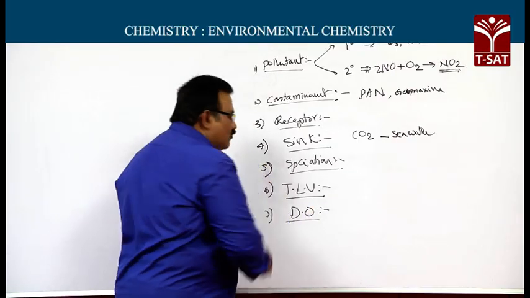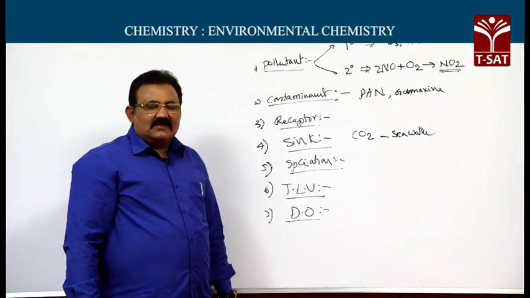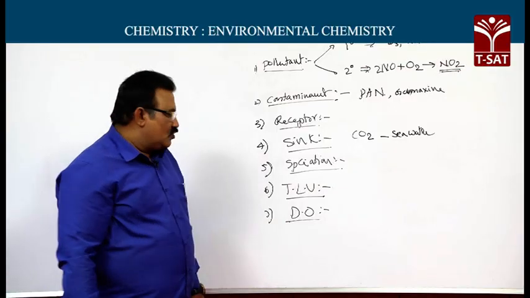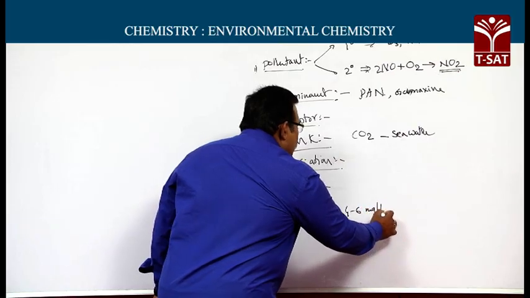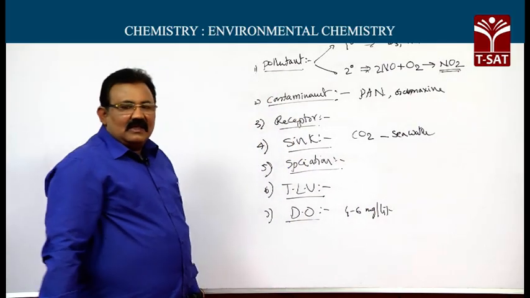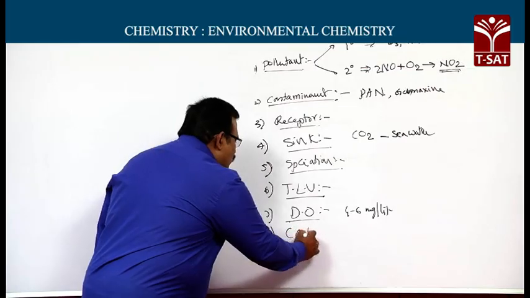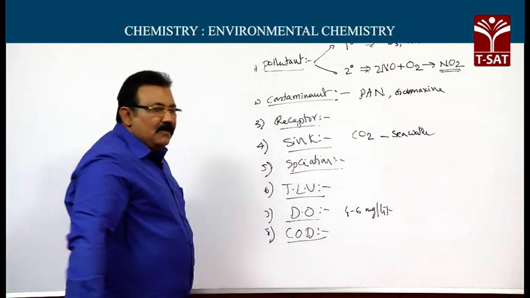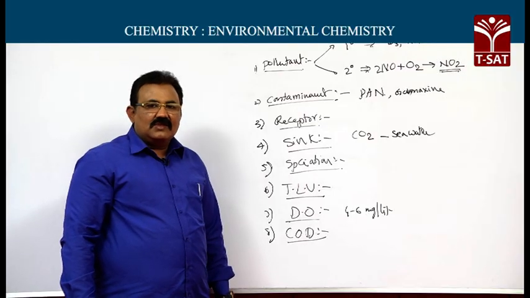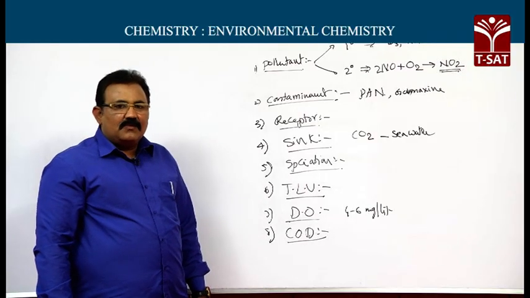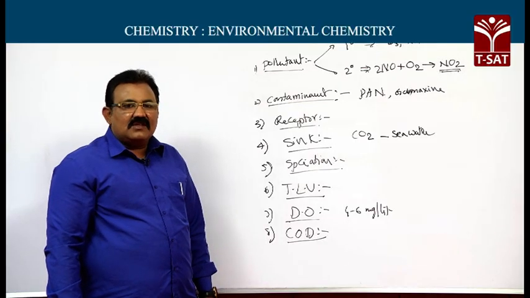Dissolved oxygen, DO. For potable drinking water, the DO value should be 4 to 6 milligrams per liter. So, the greater the DO value, the greater the purity. COD, chemical oxygen demand. The amount of oxygen required to oxidize the organic matter present in the given water sample is known as COD.